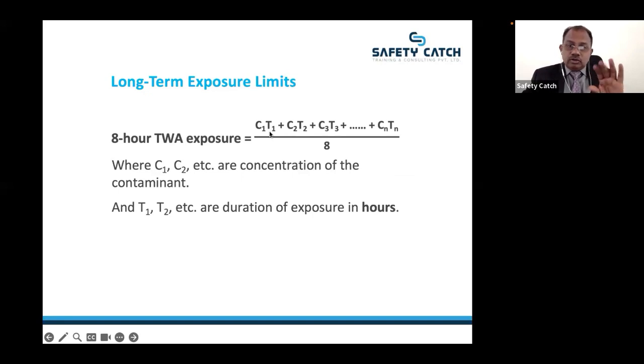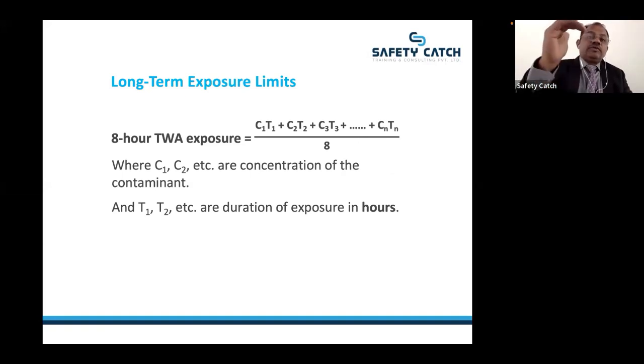Suppose you are starting monitoring from morning. Maybe your working time is 9 to 5, 8 hours. So at 9 o'clock you are starting, and up to 10 o'clock, 1 hour. Suppose you are monitoring carbon monoxide. There was 30 ppm for 1 hour, so 30 into 1. Suppose that 30 continues for another 1 hour. That means for 2 hours, 30 is continuing, so 30 into 2. That is C1 into T1.